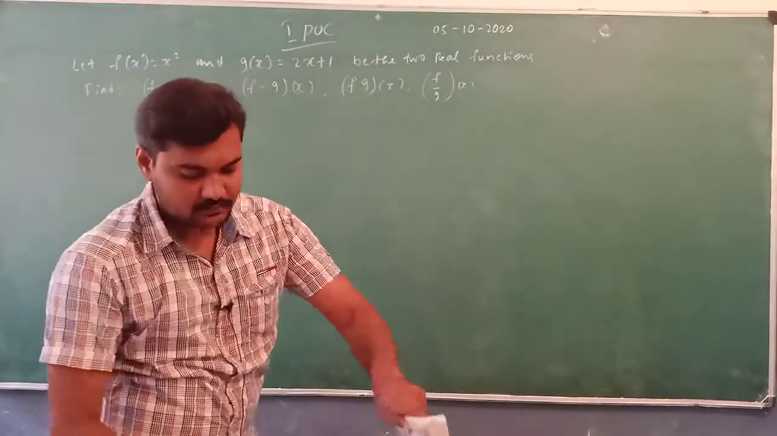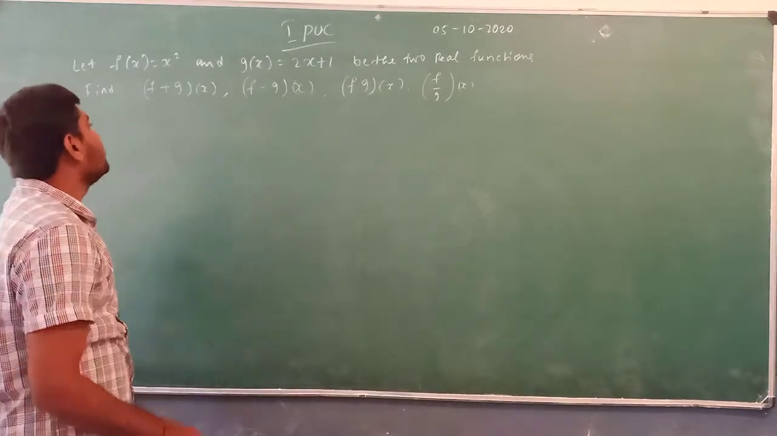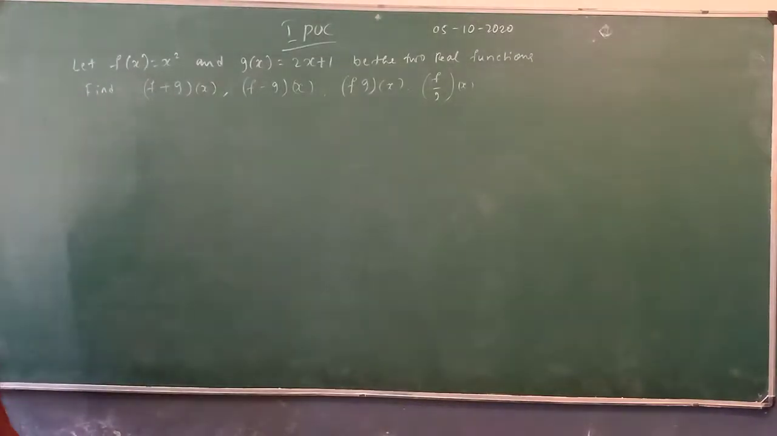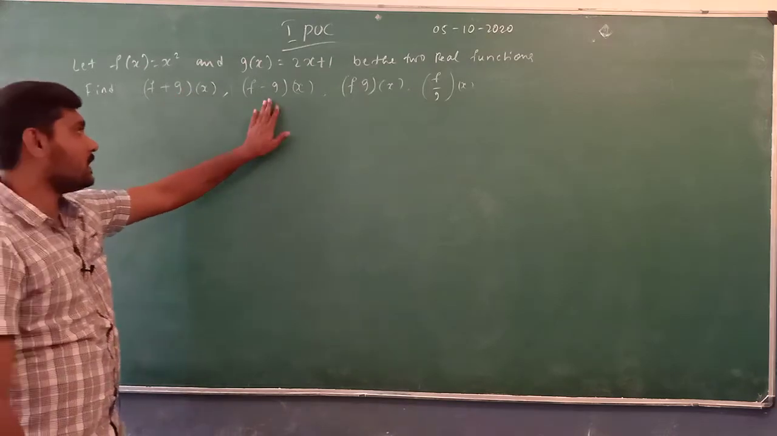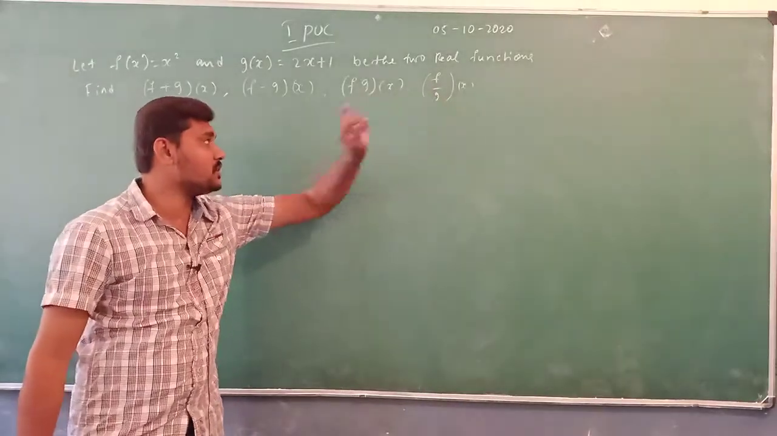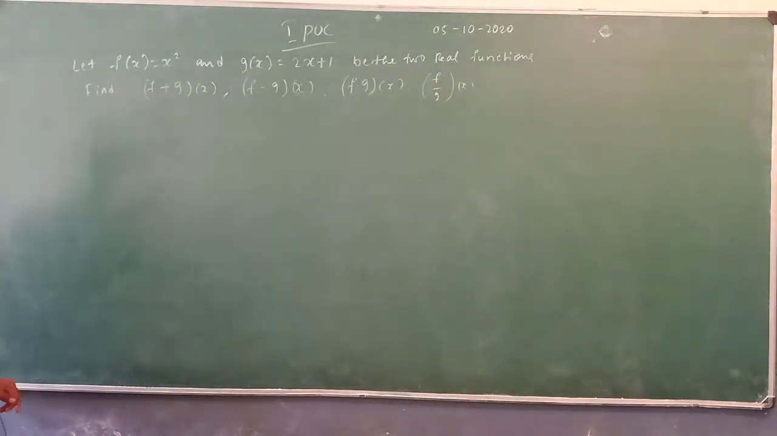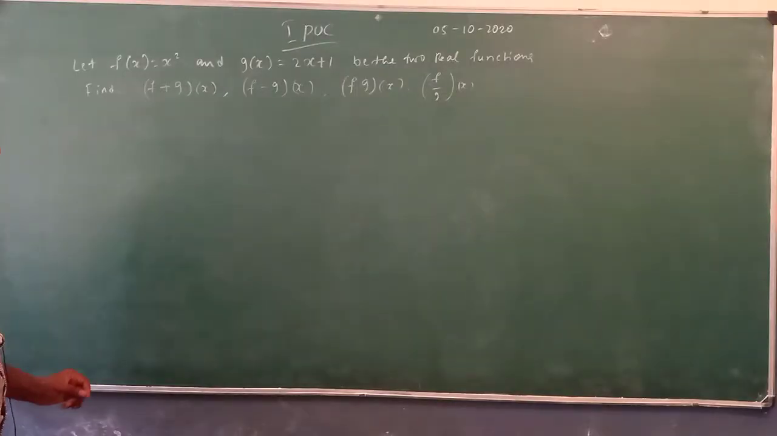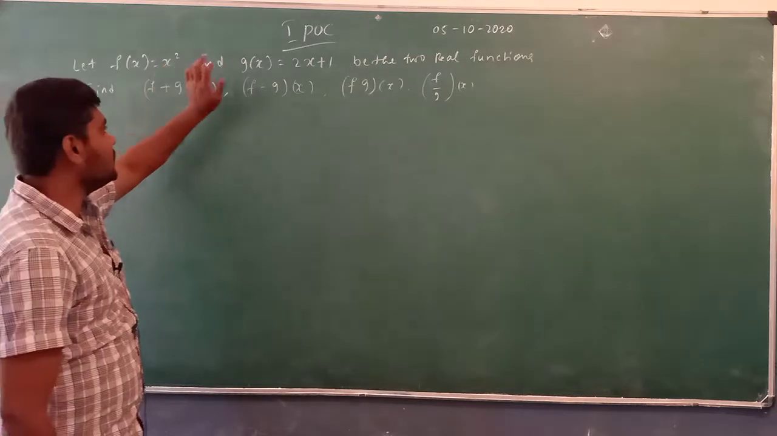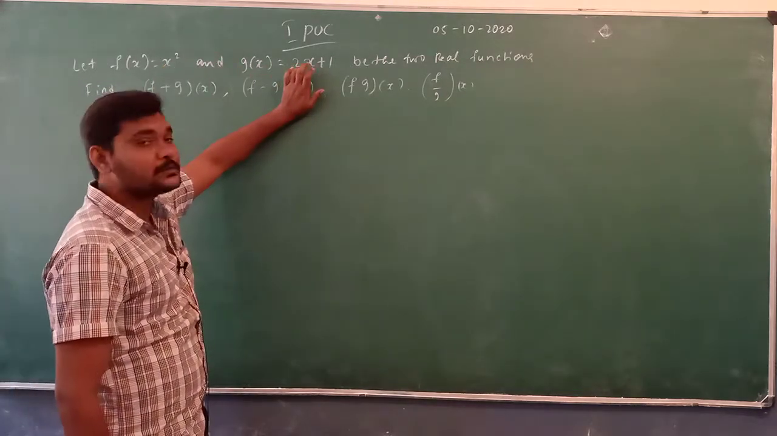So here is the given problem. We need to solve the given four operations: basically addition, subtraction, multiplication as well as division. Here the given functions are f(x) equal to x square and g(x) equal to 2x plus 1.